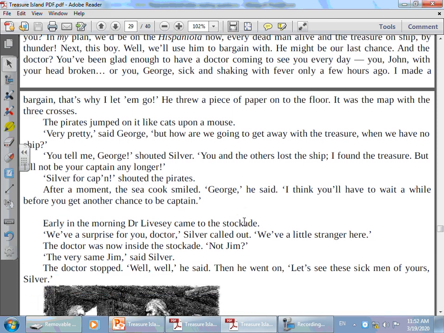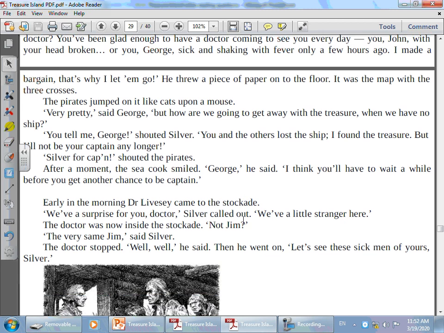Early in the morning, Dr. Livesey came to the stockade. We have a surprise for you, Doctor, Silver called out. We have a little stranger here. The doctor was now inside the stockade. Not Jim. The very same Jim, said Silver. The doctor stopped. Well, well, he said. Then he went on. Let's see these sick men of yours, Silver.